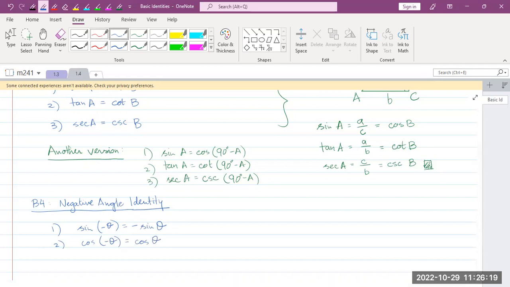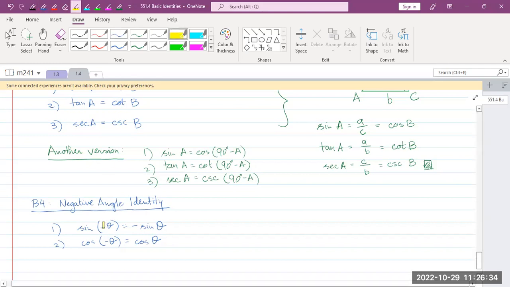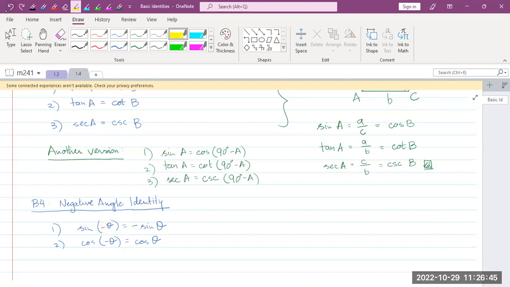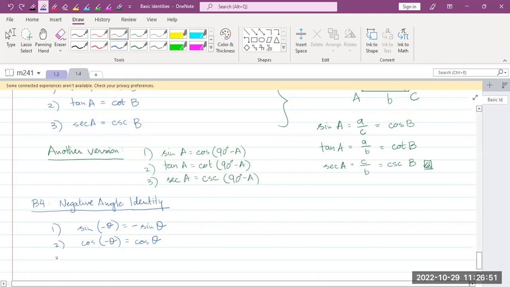Now, if you take college algebra or pre-calculus, you will see that sine is said to be an odd function. If you have an odd function, sine of negative equals negative sine. Cosine is said to be an even function, which means cosine of negative equals cosine of its positive. Now tangent is an odd function. So tangent of negative theta is negative tangent theta.